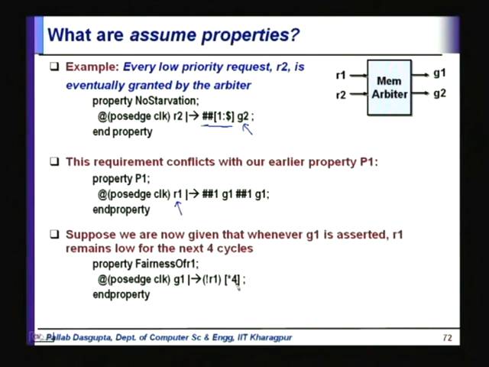This is a repetition operator. Remember, what does the repetition operator say? It says not R1 for 4 consecutive cycles. Now, see, these two are things that we want to check on the arbiter. This is not something that we want to check on the arbiter. This is the assumption that we have about the environment of the arbiter.